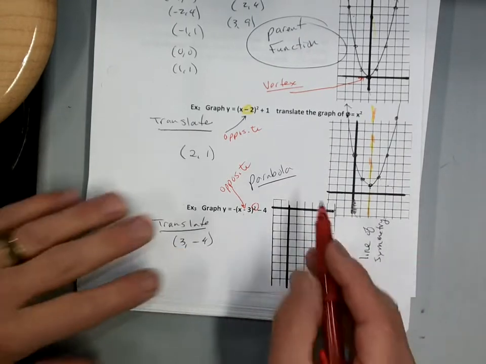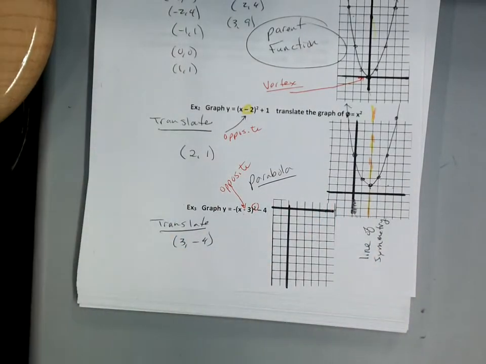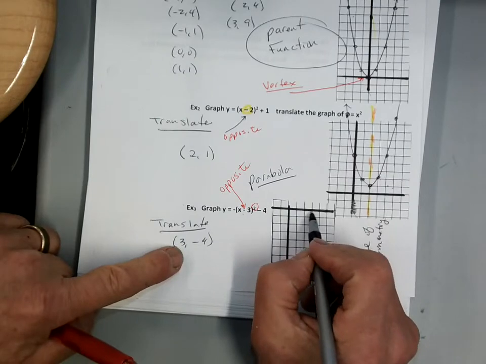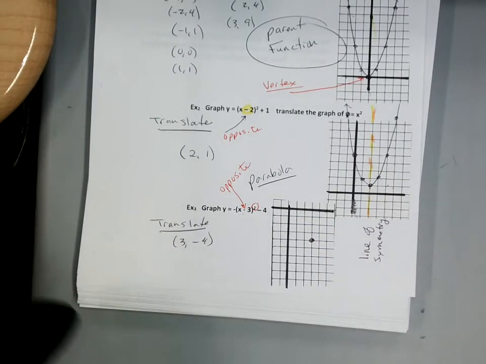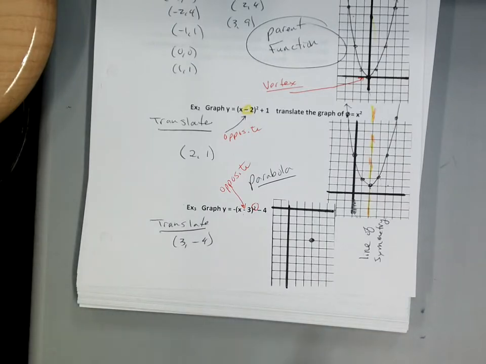Okay, so we'll put that in there. So I'm going to put that graph in there. Positive 3, 1, 2, 3, 1, 2, 3, 4. Okay, got it? Now there's one more thing we're going to do, and that is this.